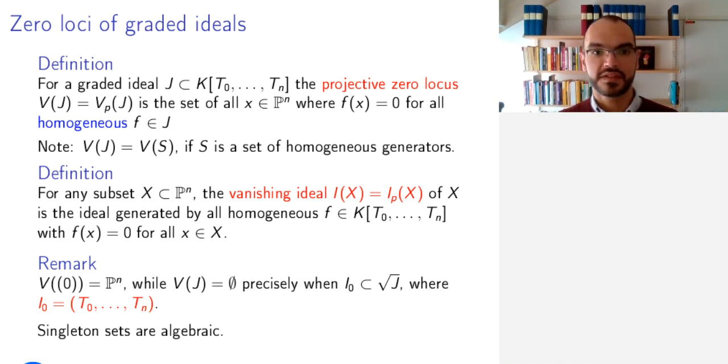As another example, singleton sets are algebraic, so I leave it as an exercise for you to construct, for any given point in P^n, the ideal whose vanishing set or zero locus is this point.